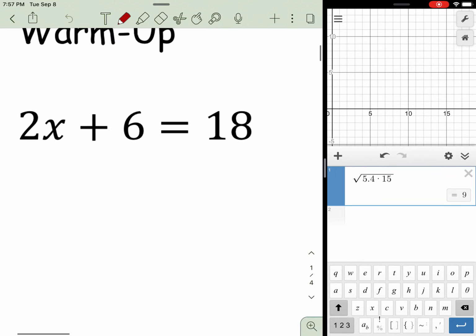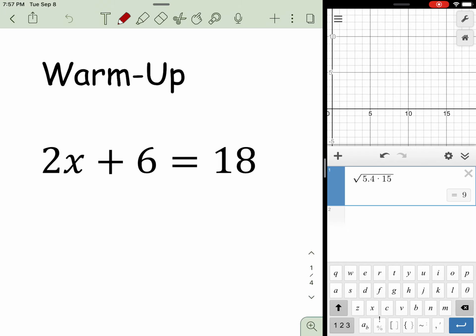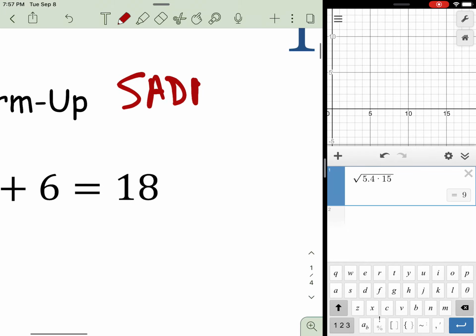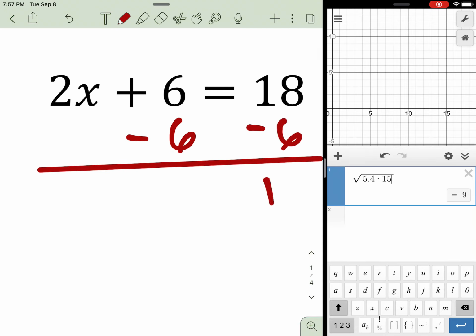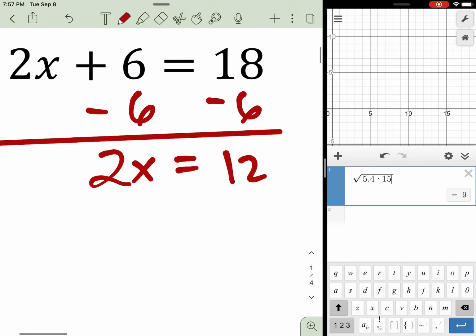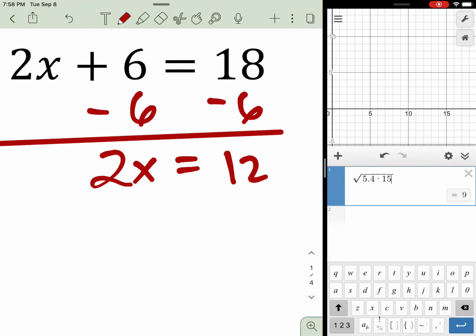these types of problems. All right, so in this first one, remember that we're kind of working our way backwards. We want to do subtraction or addition first before we do multiplication or division. So we're going to get rid of this 6. Remember that our ultimate goal is to get x by itself. Okay, so this is 2x equals 12. Okay, but we're not quite done yet.